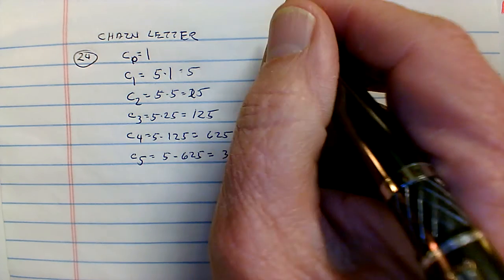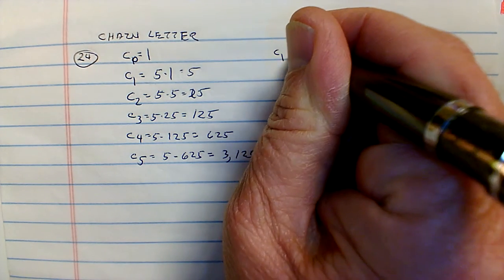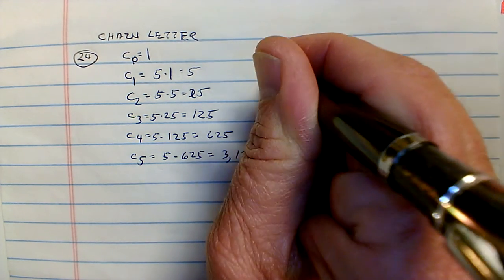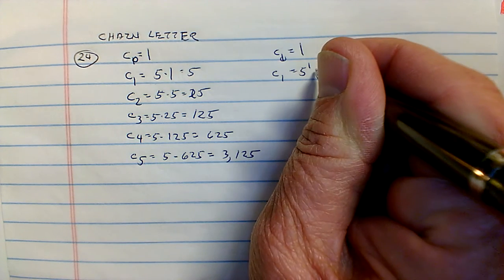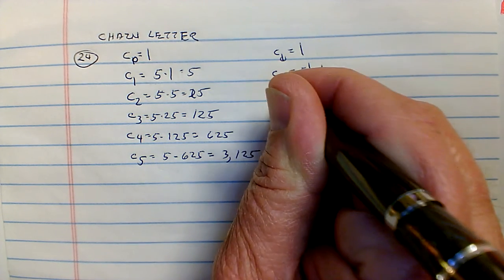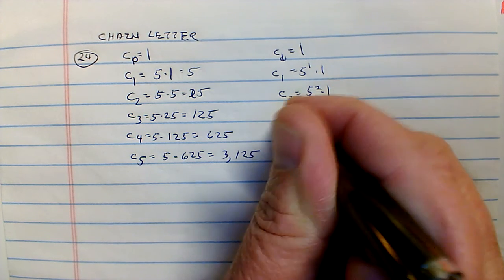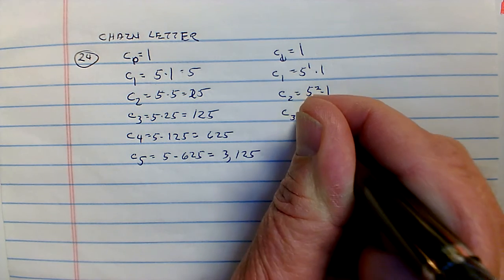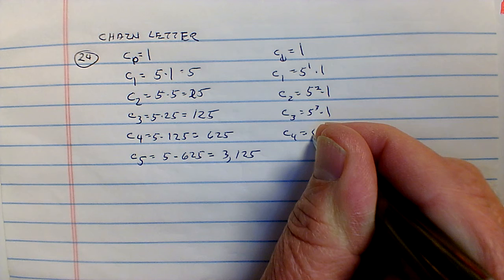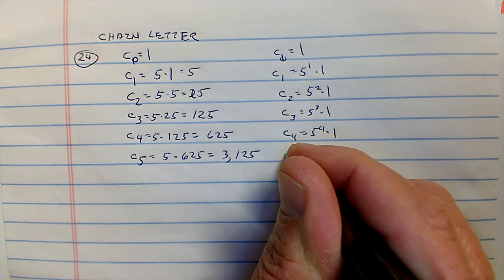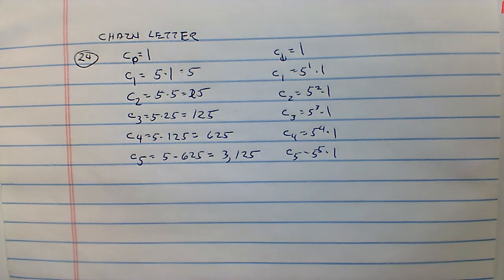In other words, the way we would write it, we start at 0 with 1, and C sub 1 is 5 to the first times 1. C sub 2 is 5 squared times 1. C sub 3 is 5 to the third times 1. C sub 4 is 5 to the fourth times 1. C sub 5 is 5 to the fifth times 1, right?